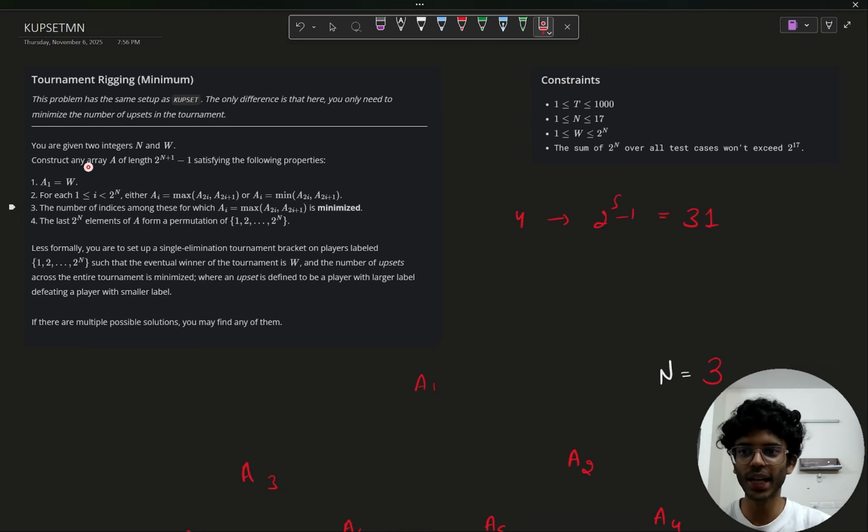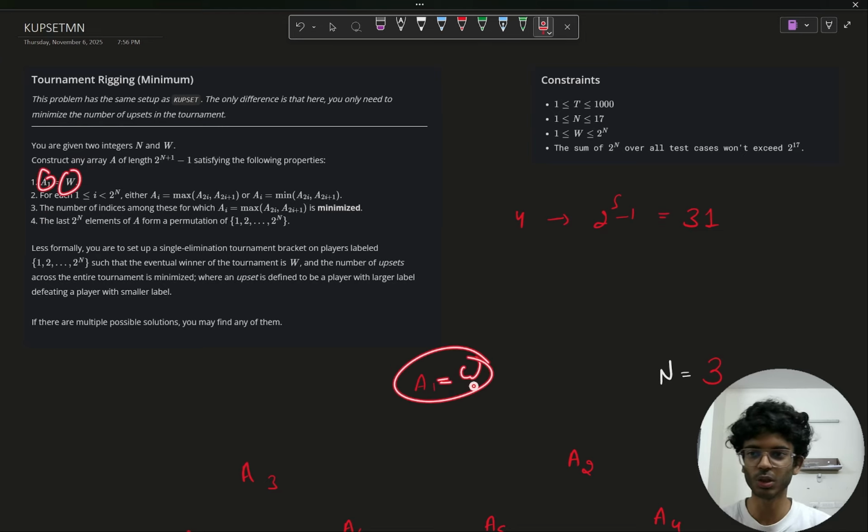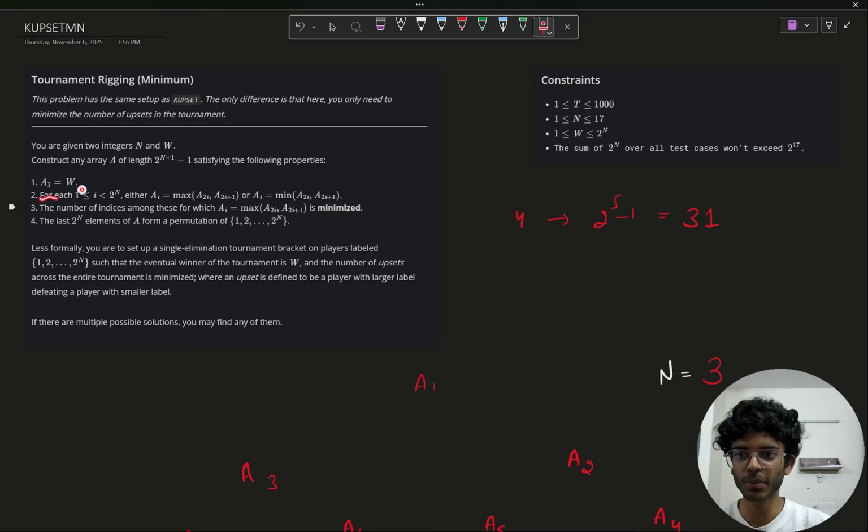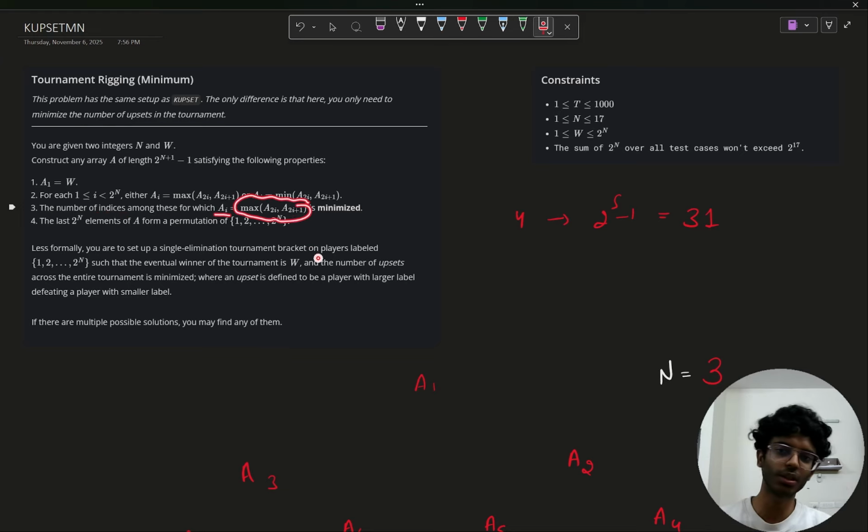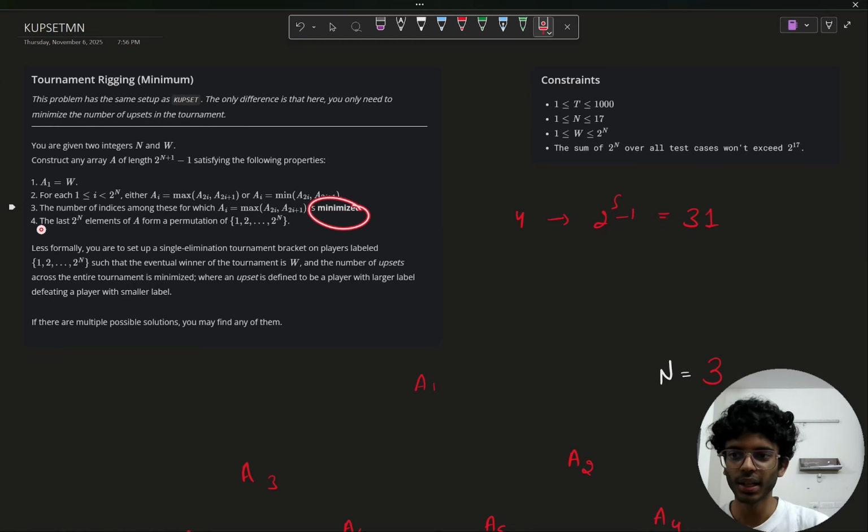Now, the array constructed must satisfy these conditions. A of 1 must be equal to W. So whatever the A of 1 is, that must be equal to W. For each i from 1 to 2 raised to the power n, either A of i should be equal to max of A of 2i, 2i plus 1, or it should be equal to min of A of 2i, 2i plus 1. And the number of indices where A of i is equal to max of A of 2i, 2i plus 1 should be minimized. And the last 2 raised to the power n elements must be a permutation of 1, 2, ..., 2 raised to the power n.